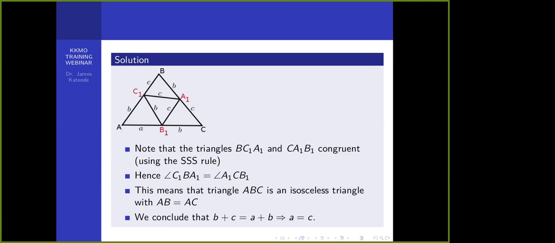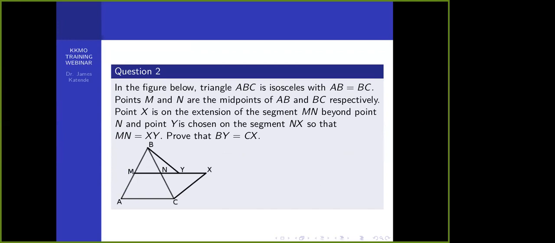So I'll go to the second question of the day. Again, today we have more geometry. This is another geometry question. It says the following: in the figure below, a triangle ABC is isosceles with the two sides AB equal to BC.